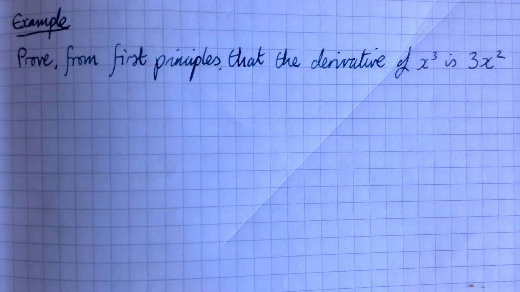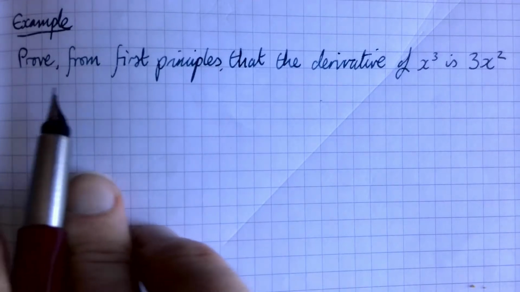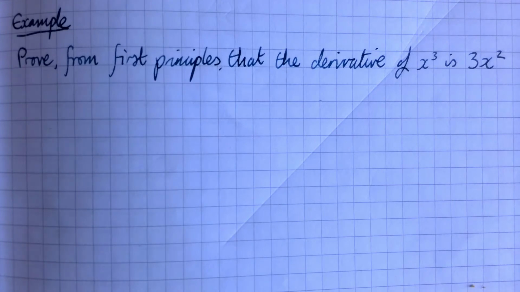And today we are going to be finding the derivative, or differentiation from first principles as it's otherwise known. So let's get cracking. Right, so our example today, you may want to just jot this down. Prove from first principles that the derivative of x cubed is 3x squared.